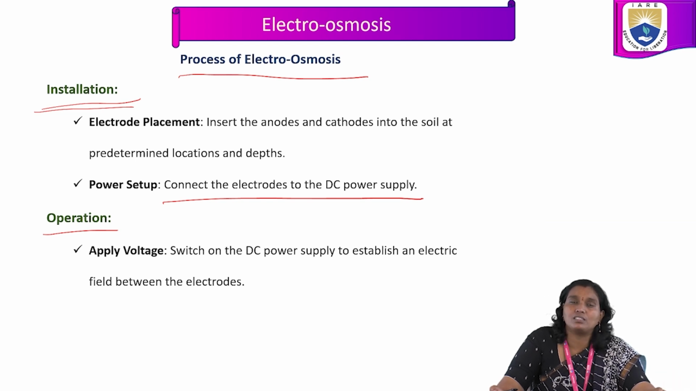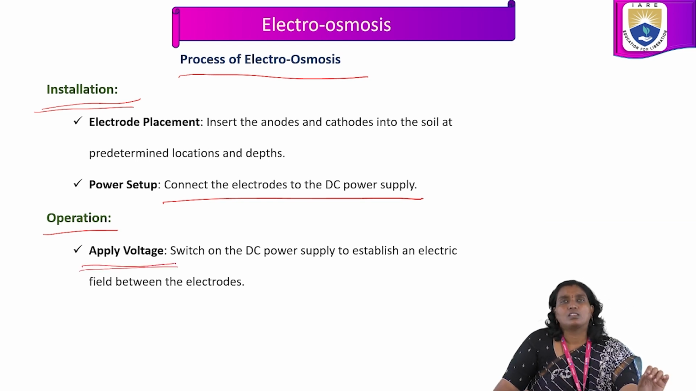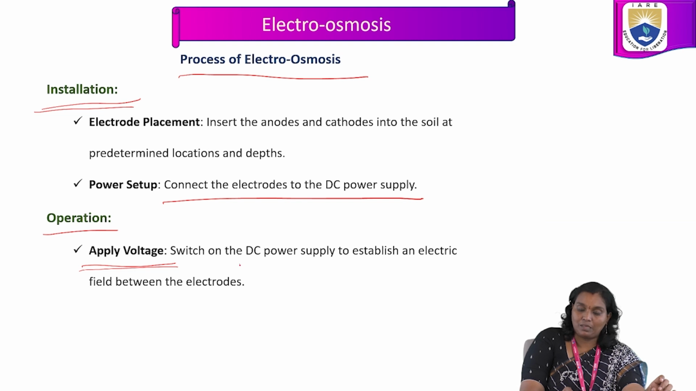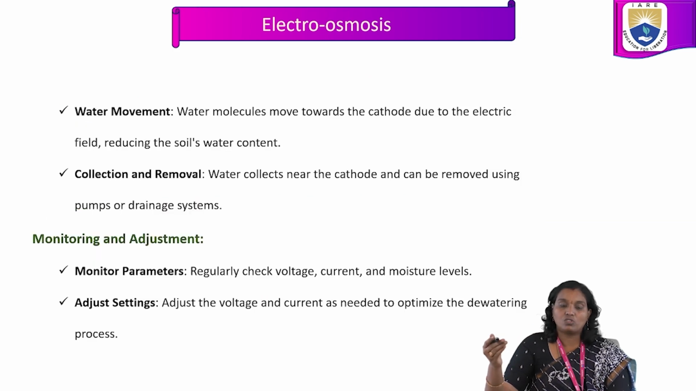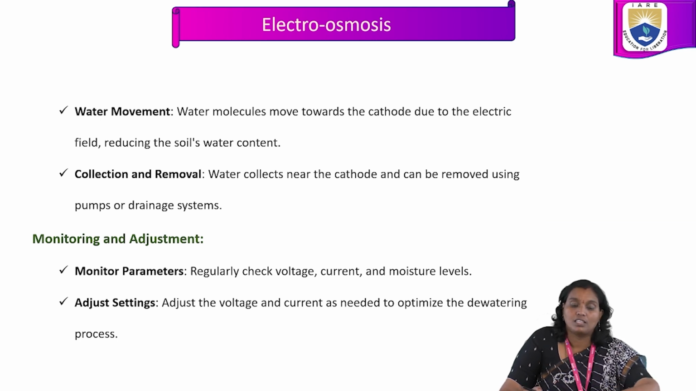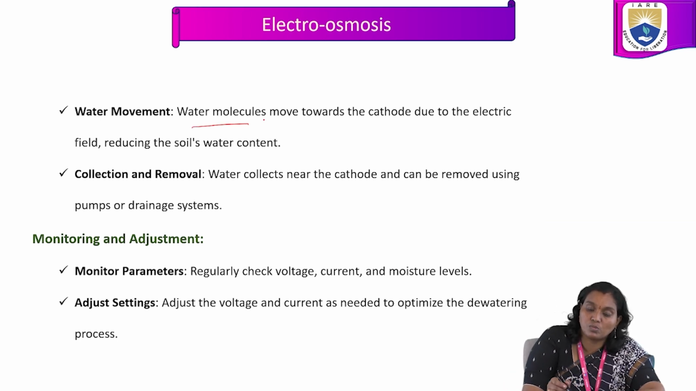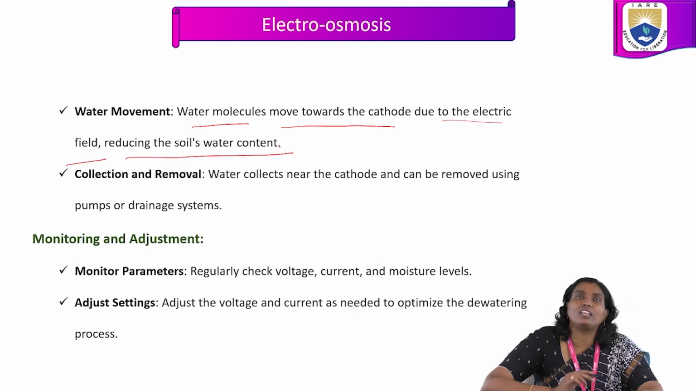The next step is operation. In this operation, the first one is apply voltage. Switch on the DC power supply to establish an electric field between the electrodes. So the operation is going to start. The next one is the intermediate step. The next process is the water movement. Water molecules move towards the cathode due to the electric field, reducing the soil's water content.